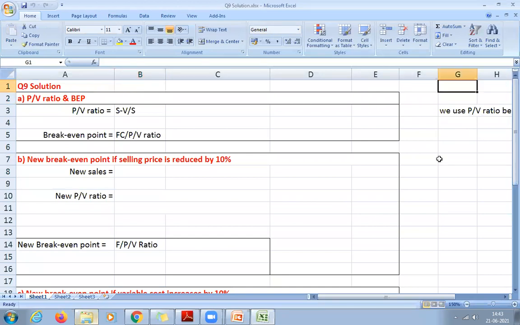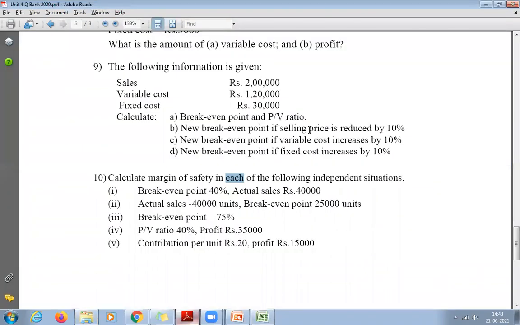So first let us calculate PV ratio. What is the formula for PV ratio? Contribution divided by sales. In other words, contribution is nothing but sales minus variable cost, divided by sales. In this question, he has not given us contribution directly, but he has given us sales and variable cost. That is why I wrote S minus V. So S minus V divided by S. So it is 2 lakh minus 1.2 lakh divided by 2 lakhs.